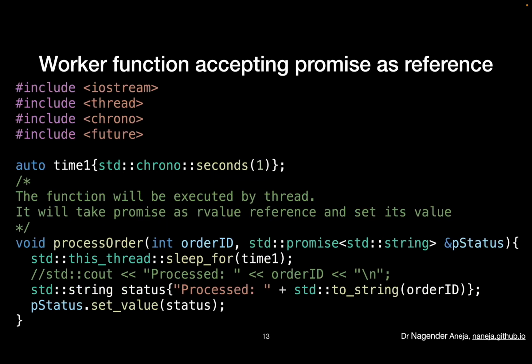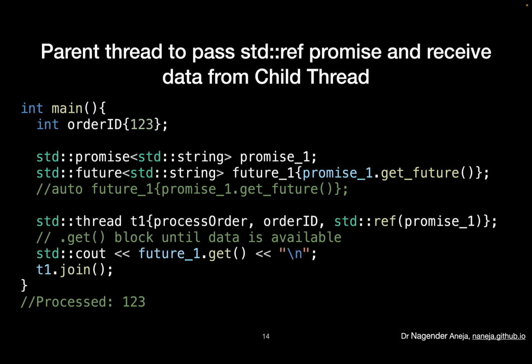Okay, and you can also have a reference, but the R value reference is much better. In the process order, for example, I have given the reference here as well. Instead of an R value reference, we have a simple reference here, and then we can still set the value, and it can display this process order ID. There is no change other than using std::ref instead of std::move, because if it's an R value reference, we need to use std::move. If it's a reference, then we need to use std::ref here, right?